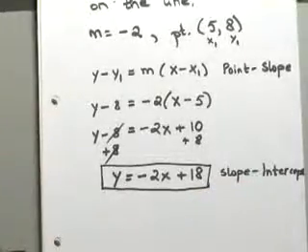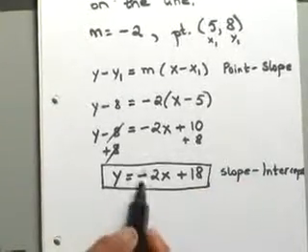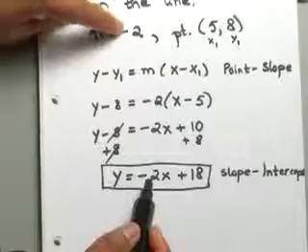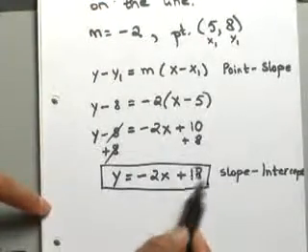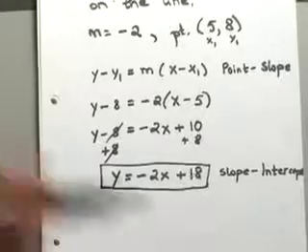Y equals -2x plus 18, where you can see your slope is still the same, -2, and the plus 18 gives you your y-intercept.